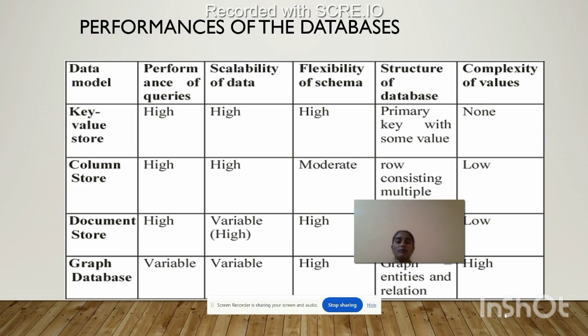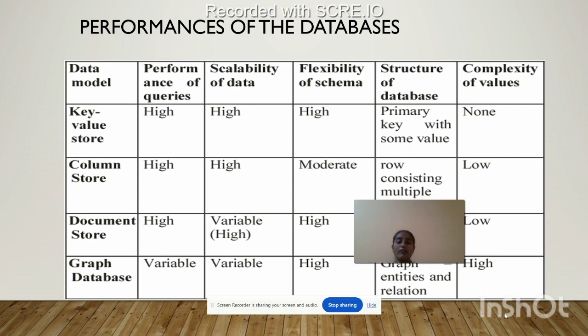Third one is column stored database, where the performance of the query is high, scalability of the data is also high, flexibility of the schema is moderate, and structure of the database is rows consisting of multiple columns. And complexity of the value is very low. Document stored database, where the performance of the queries is high, scalability of the database is also high and variable, and flexibility of the schema is high, and structure of the database includes JSON in the form of a tree, and it has low complexity of the value.